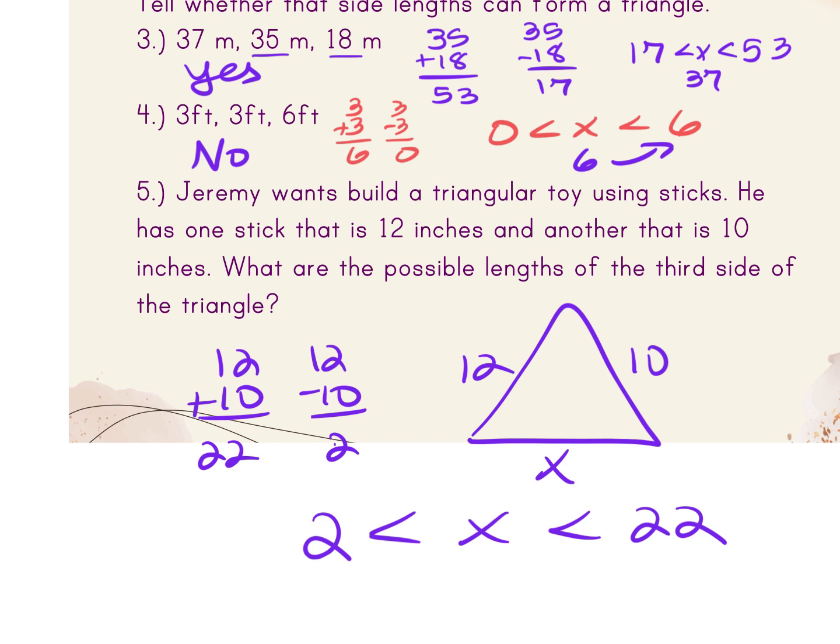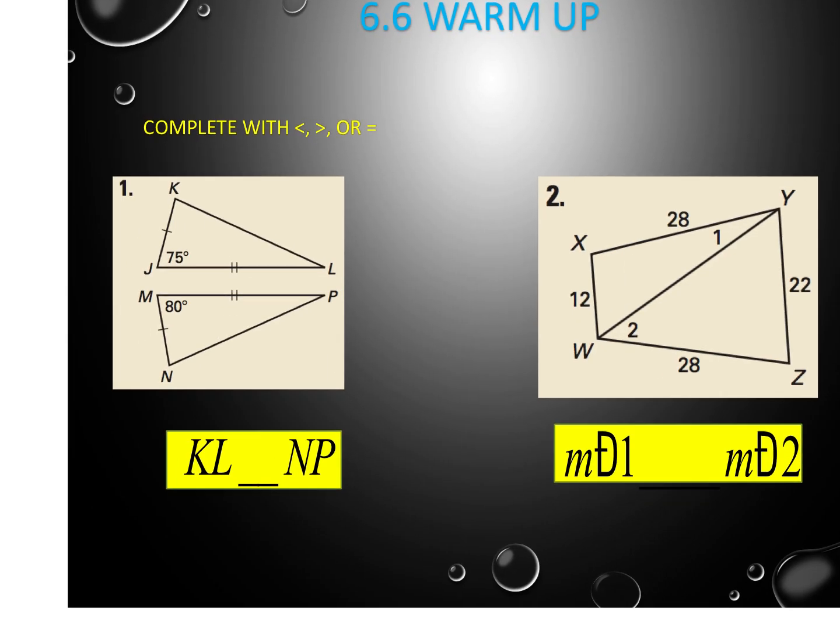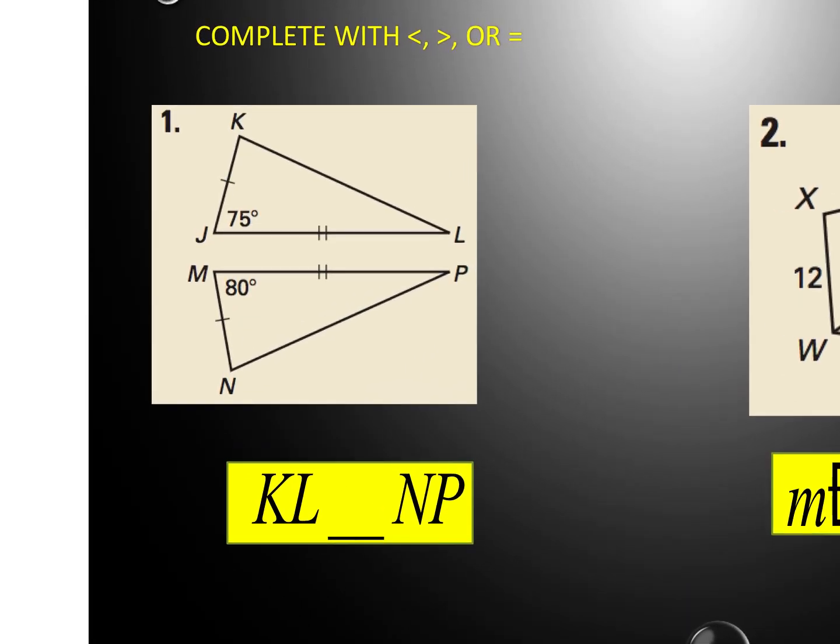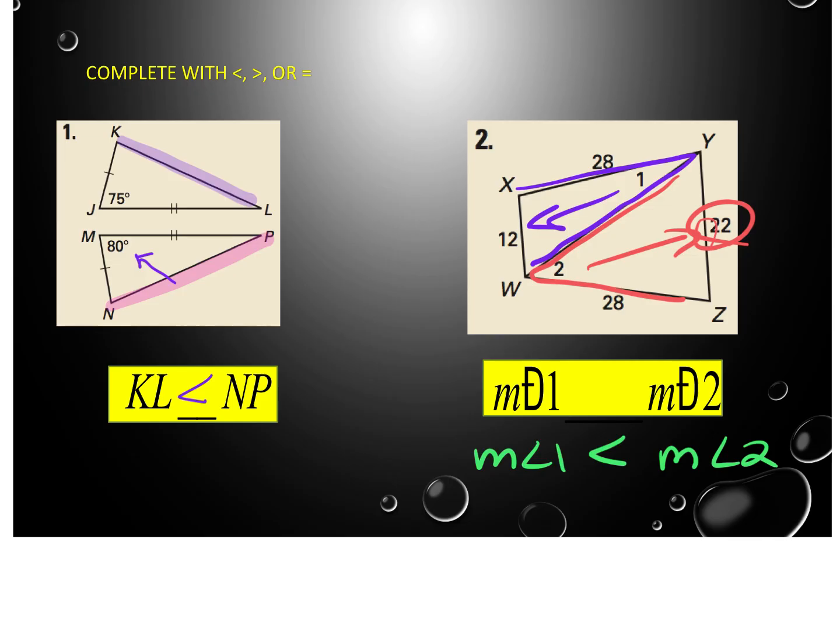And then the last 2, all we're doing is filling in a greater than, a less than, or an equal to. So here, they want us to compare this side here, KL, with NP. Everybody good? Anybody need me to go back to anything?